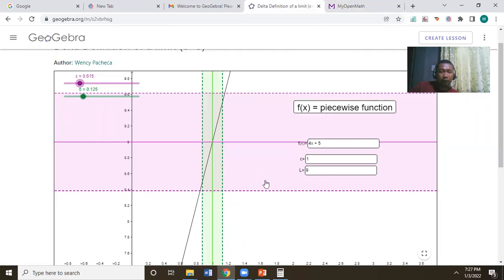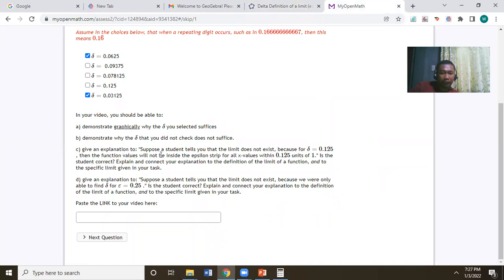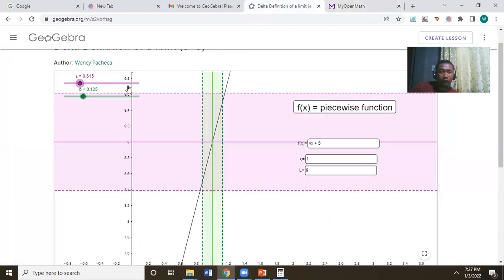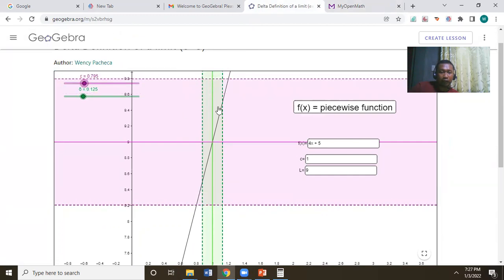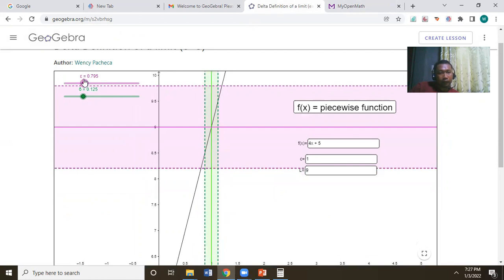inside the epsilon strip. So as we can see here, if the student says the limit does not exist because the delta is not inside the epsilon strip, even for the epsilon 0.25, the student is correct. But with respect to the function, if you're going to adjust the value of the epsilon, we can find here that the delta 0.125 is inside the epsilon strip. So it means the limit still exists.